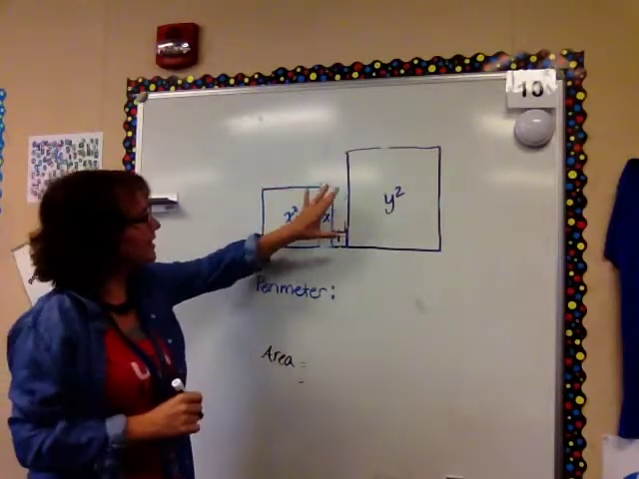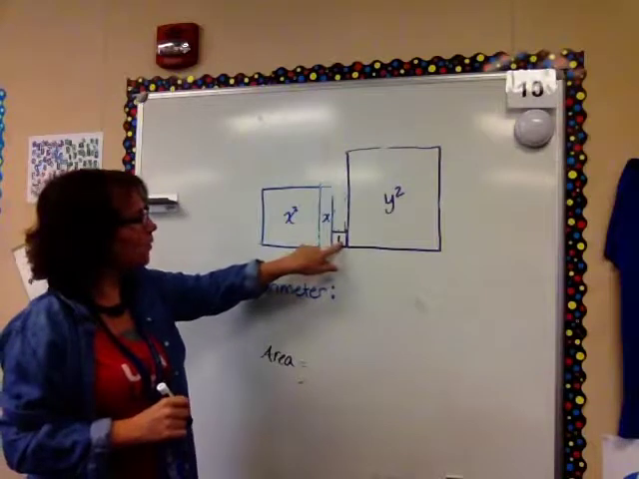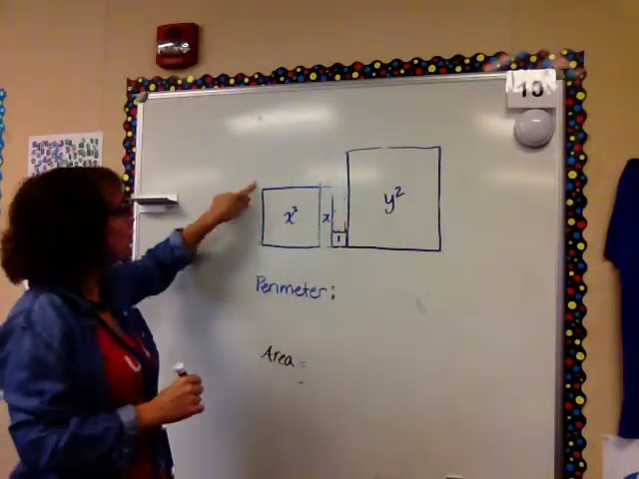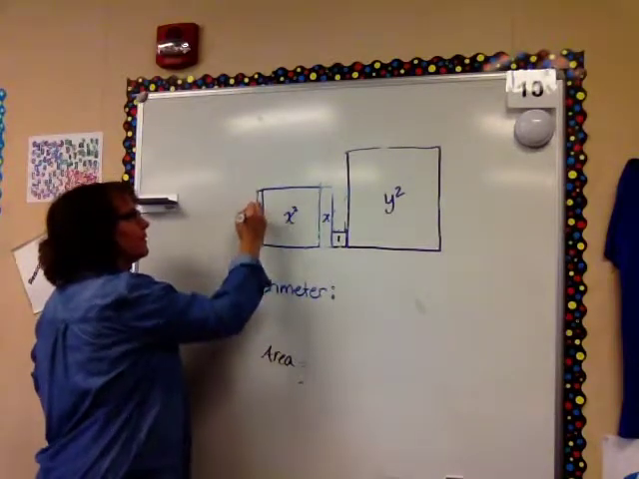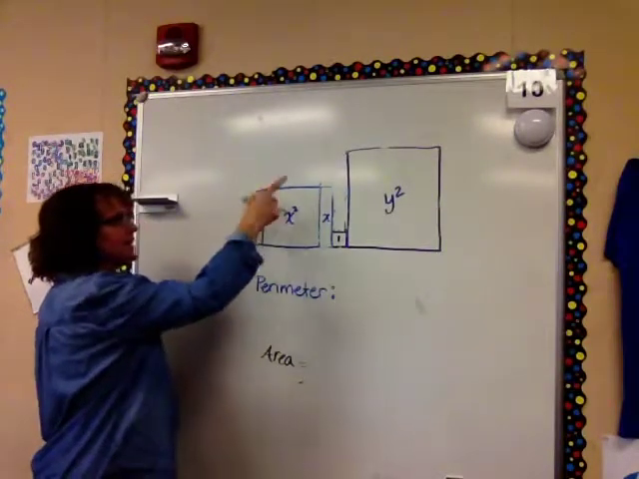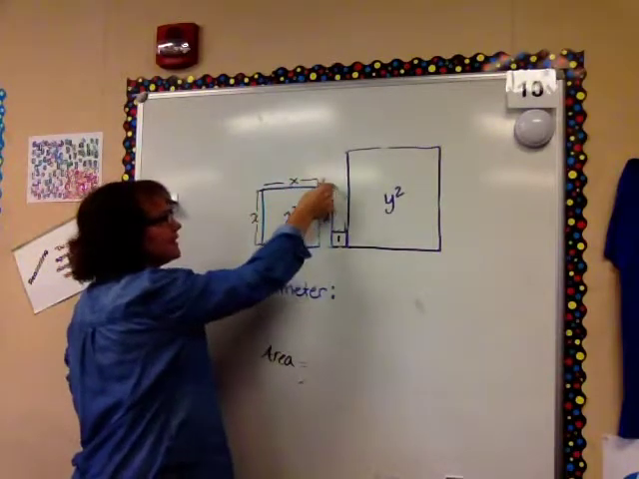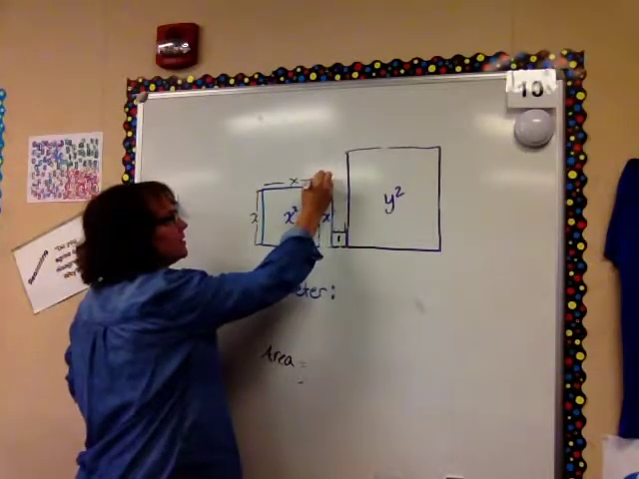Each one of these tiles has a name. You can see this is x squared, this tile is x, 1, and y squared. If this is x squared, we know this side length is x. So we know this distance is x. Here's another x. This distance right here is 1. It matches this one. So this distance is 1.